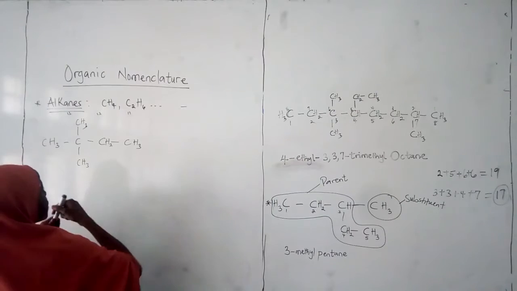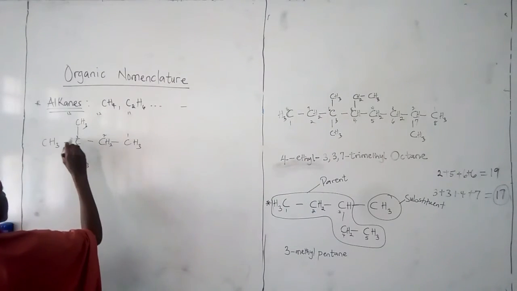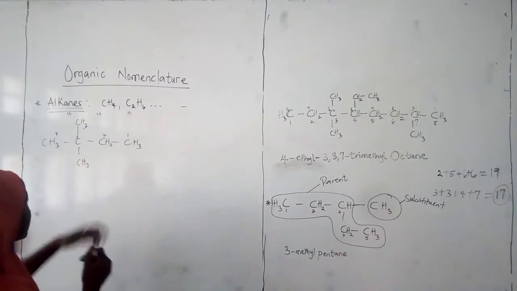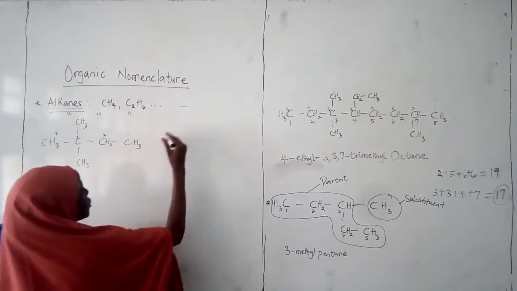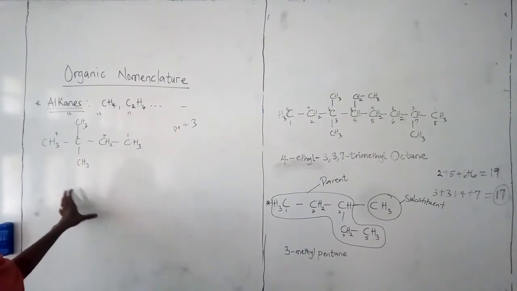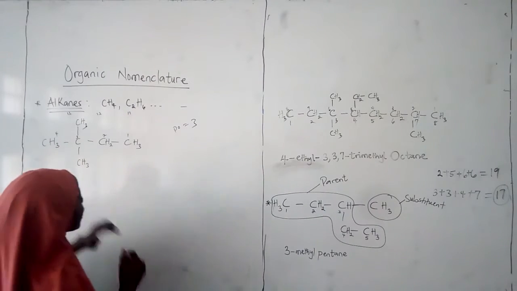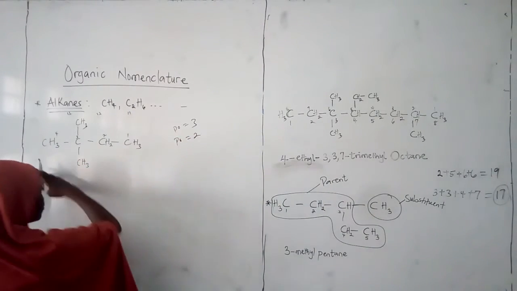we'll use this one. So now when we start counting from this side, that's 1, 2, 3, 4. You can see that our two methyl groups, that's the substituents, are in position what? Position 3. While counting from this side, 1, 2. Now our methyl are in what position? 2. So we are going to take this one.